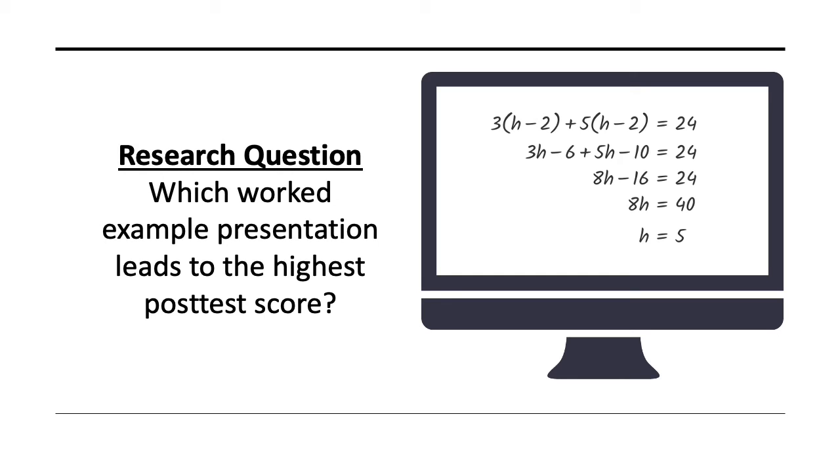New educational technology tools that demonstrate the dynamic process of solving algebraic equations and leverage perceptual supports provide the opportunity to explore the potential benefits of dynamic worked examples. Our main research question is, which worked example presentation leads to the highest post-test score?